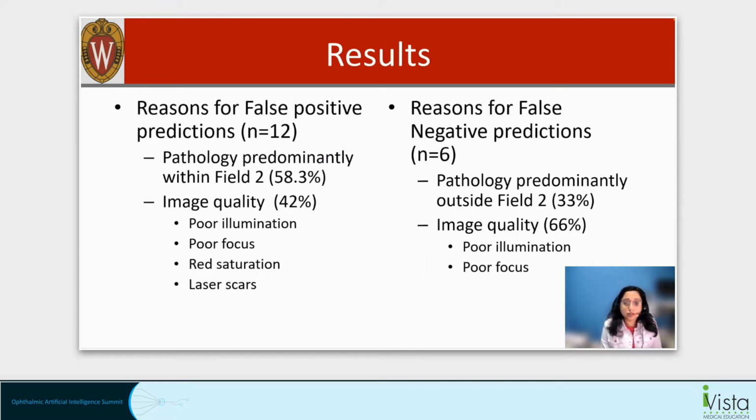So we looked at reasons for false positive and false negative predictions. For the false positive predictions, which again go through a second look at the reading center, the problem was that the pathology was predominantly within field 2 in about 60% of the eyes, and image quality was a reason in 40%. For false negative predictions, the pathology was predominantly outside field 2 in a couple of eyes in 30%, and image quality was a majority of eyes. And I'll go through what these pathology outside, inside means.